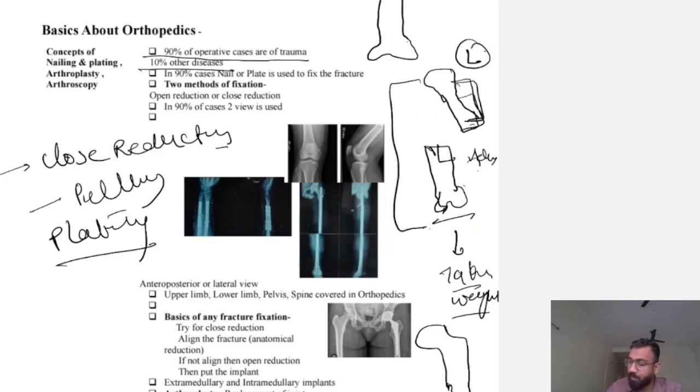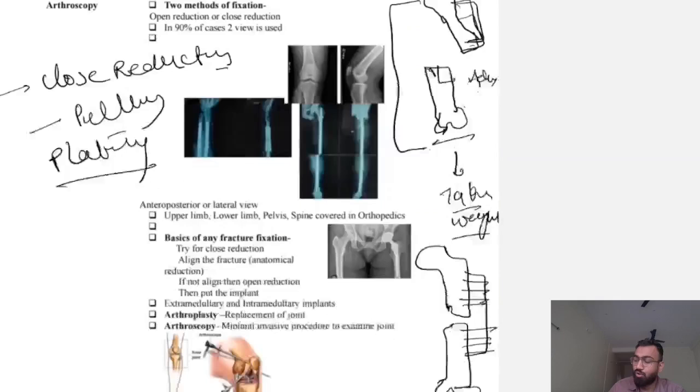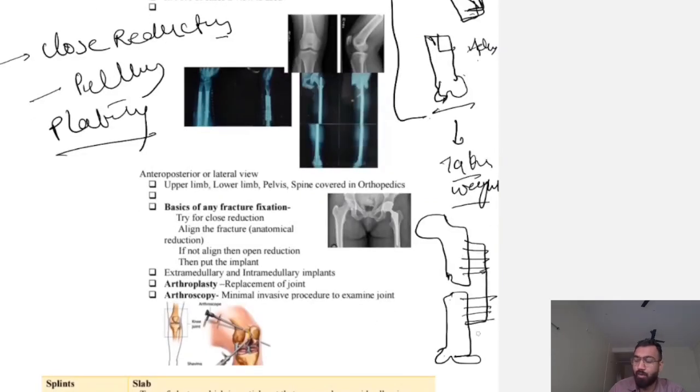Now you can't leave this. So you have put a plate on it and put 3 screws in the proximal fragment, 3 screws in the distal fragment. So you have reduced the fracture, put a plate over the bone and fixed the fracture. Now this bone is fixed with a screw. Now it will not de-align if you leave it also.